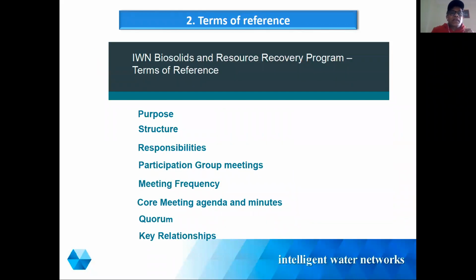For this particular program, we have terms of reference, and this is a 6-page document developed by this team recently in November. They have a few small sections like the purpose of the team and the structure, roles and responsibilities, and the frequency of meetings, and so on. This is just a 6-page document. This will always be a work in progress type document. Next one, please.